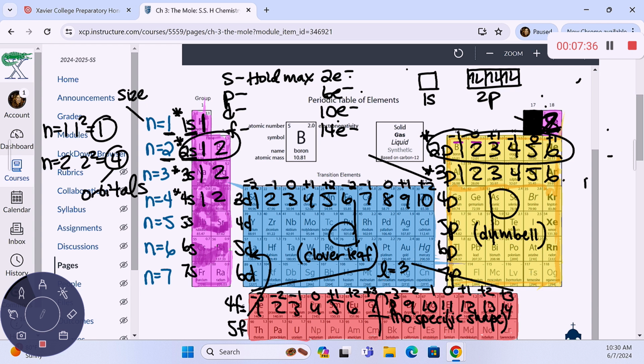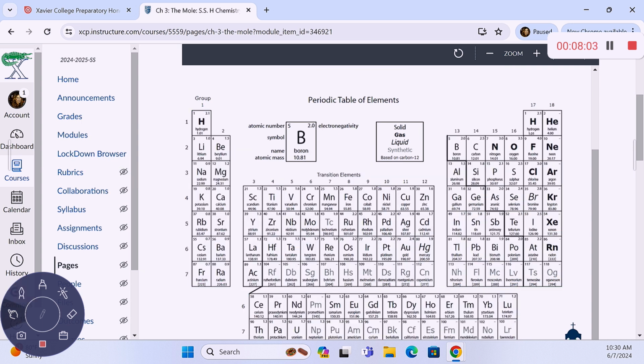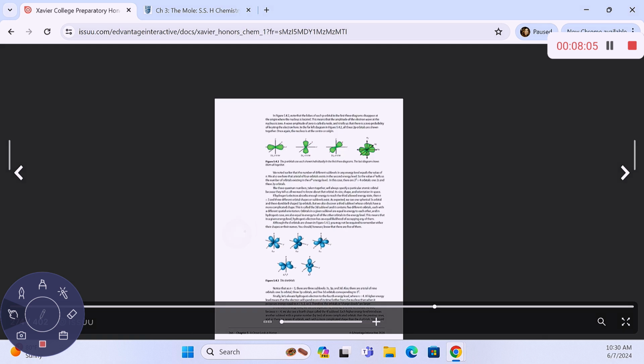Okay, if we're looking at the Ds, if I can hold 10 electrons in a D, how many orbitals would I need? 5. So you would have 5 boxes attached, and you would have 3D underneath it. You can accommodate your 10 electrons in those 5 orbitals. Okay, for the Fs, if I have 14 electrons, how many orbitals would I need? 7. Okay. All right, let's go back to the book.